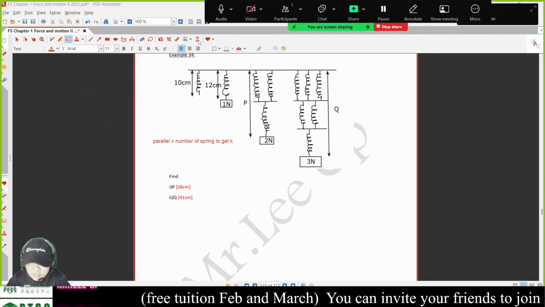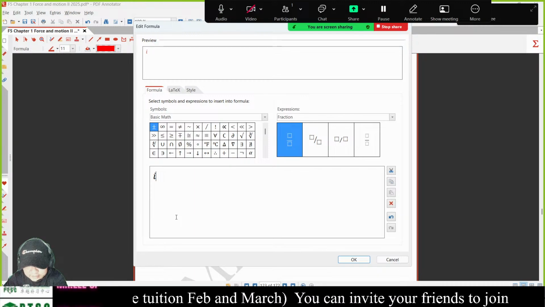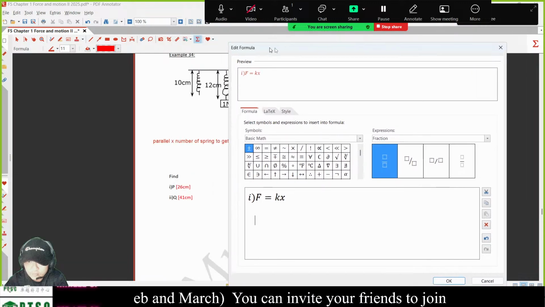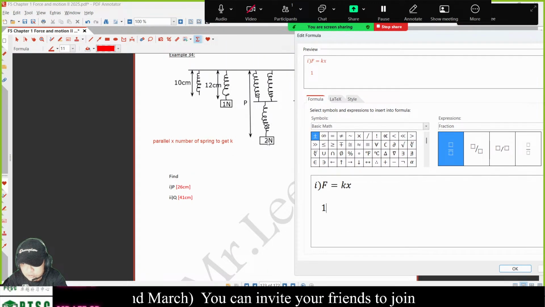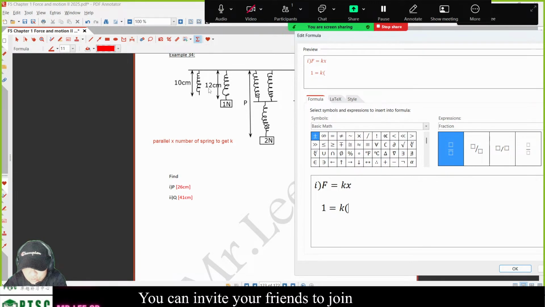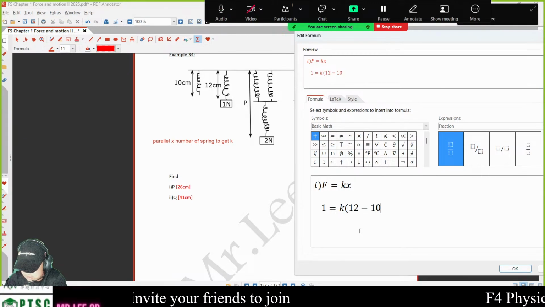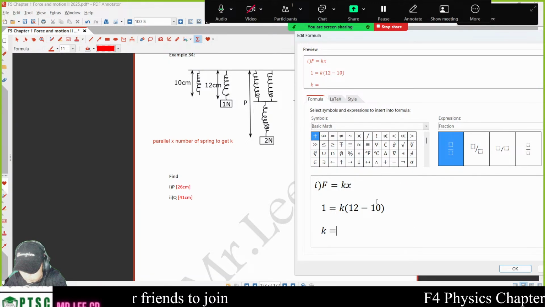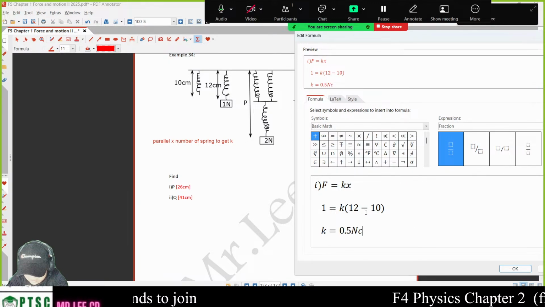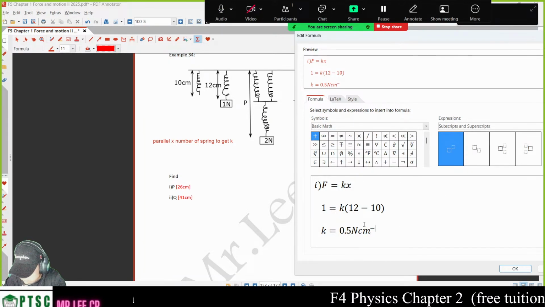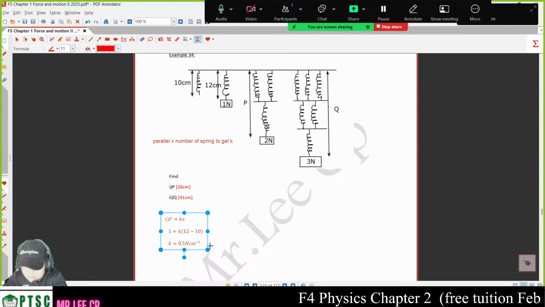First of all, we are going to find K first. F is equal to Kx. F is 1 Newton. K, I don't know. X is 2, right? 10 and 12 becomes 12 minus 10. So K is 1 divided by 2, it is 0.5 Newton per cm. So I've got a K already.